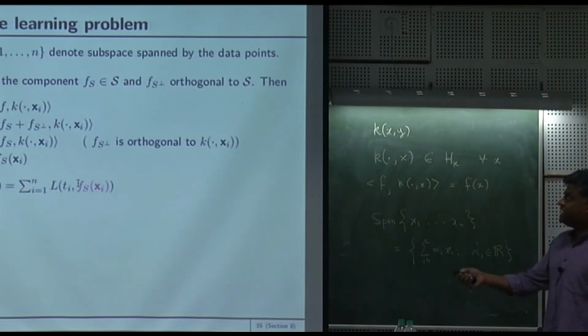Now, because you take any function f that belongs to the Hilbert space, I can break up this function into two pieces. A component which belongs to the span, which is projected onto the span, onto this linear combination, and something which is orthogonal to it. All right? So I take these kernel functions that are supported at my data points, I create their span, and take any function that I like which is allowed for me as a classifier. I can take a component of it that belongs to this span and another component that is orthogonal to this span.